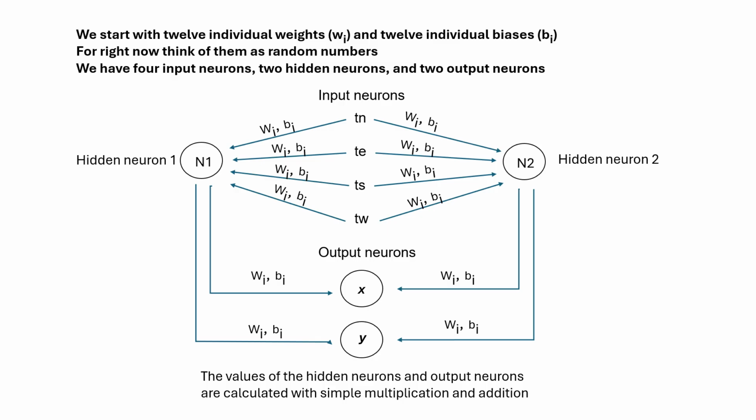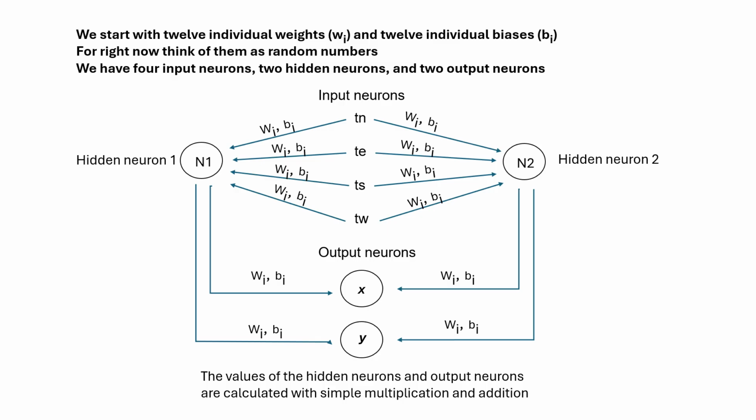We start with 12 individual weights and 12 individual biases for this particular problem. Right now you can think of them as random numbers. We have the input neurons that we've talked about, and then we have hidden neurons, 1 and 2 in this case. So there's only one layer of neurons, and they're hidden. By hidden, we mean we don't know what the numbers are that they are containing. We do know the output numbers, output neurons, and what numbers they can return.